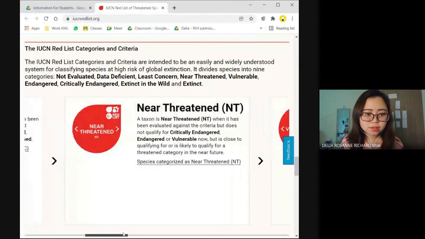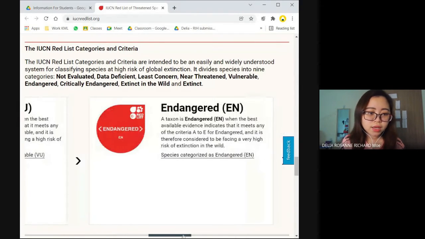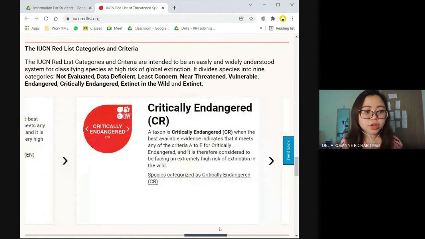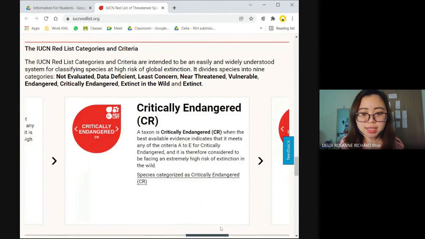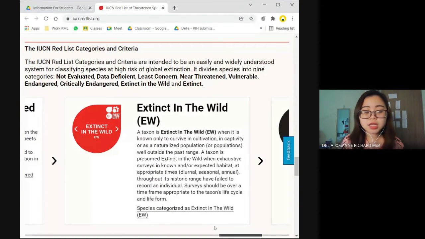Near threatened, a little bit dangerous, you know. It's still okay, but any day it might enter endangered. Vulnerable, okay, starting to get a little more dangerous. Endangered, this is almost extinct. Critically endangered, very, very few left, about to go extinct. And extinct. Extinct in the wild means that it's only in zoos or in conservation centers, but no longer in its natural habitat.